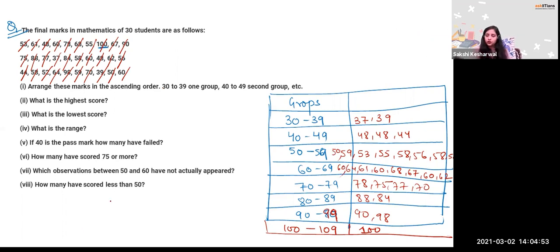Once you have written it out with the pencil, erase it, and then write it in sequence. So it says ascending order. What is the highest score? So the highest score over here is what, beta? What I'll do is rub this again so that you can see what the highest score is.